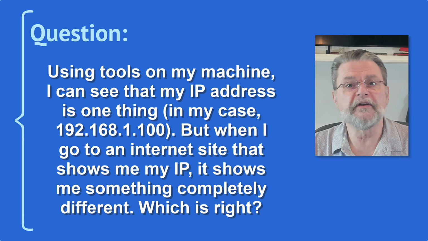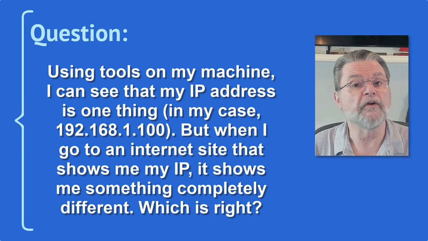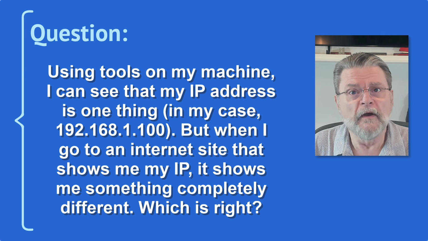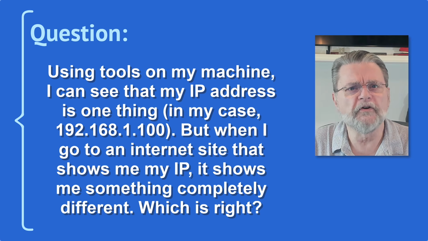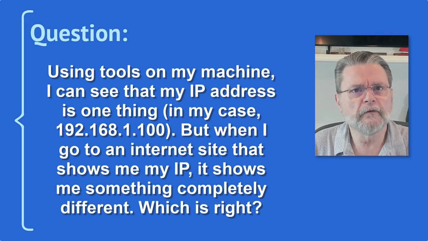Using tools on my machine, I can see that my IP address is one thing. In my case, 192.168.1.100. But when I go to an internet site that shows me my IP, it shows me something completely different. Which one's right? Well, they both are. Your machine has one IP address, but that isn't necessarily the IP address that's actually used to connect to the internet. The IP address that appears depends on who's looking and from where.